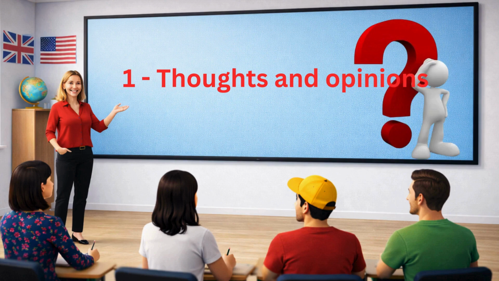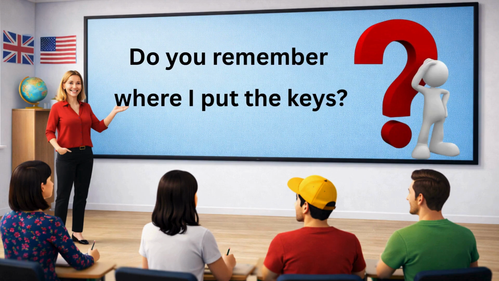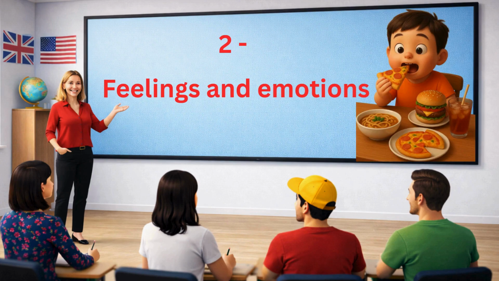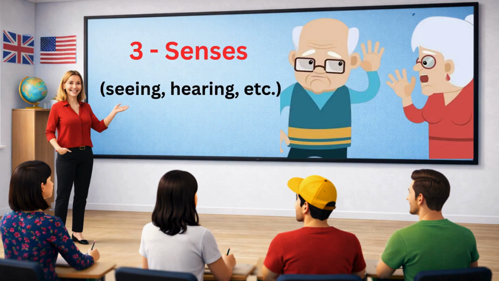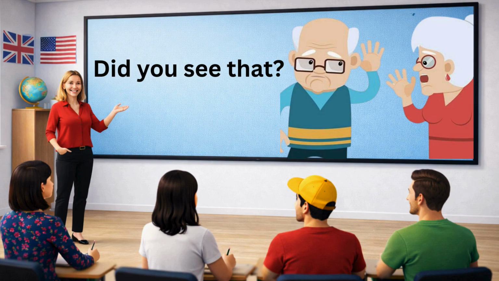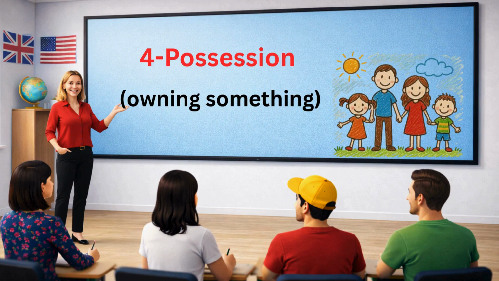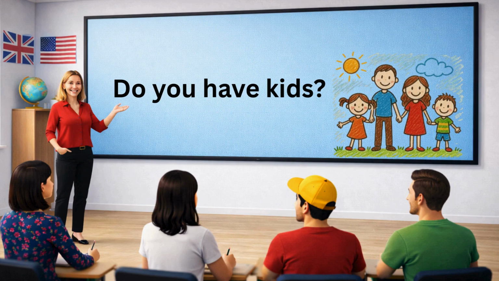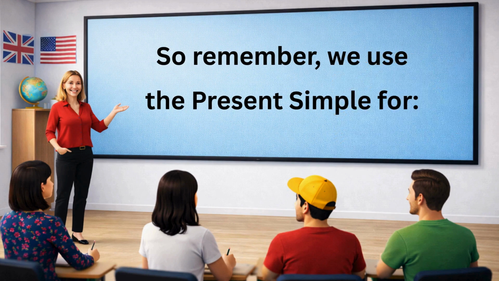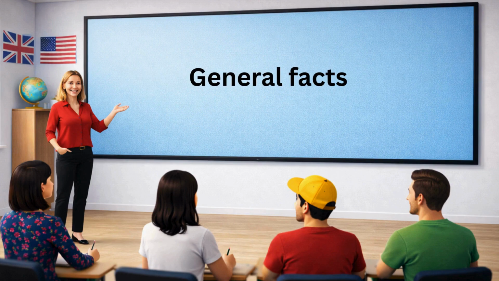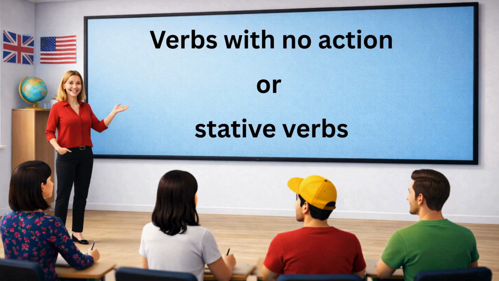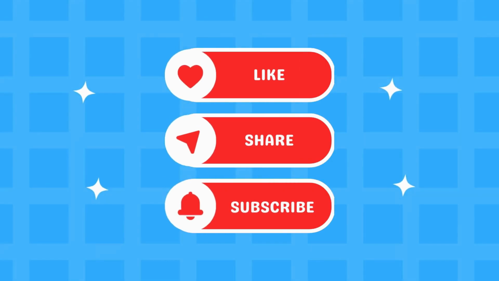1. Thoughts and opinions. Do you remember where I put the keys? 2. Feelings and emotions. He wants dinner. 3. Senses. Seeing, hearing, etc. Did you see that? 4. Possession. Owning something. Do you have kids? So remember, we use the present simple for regular actions and habits, general facts, and verbs with no action, or stative verbs.